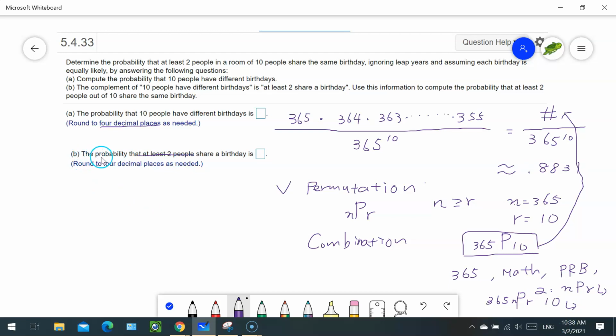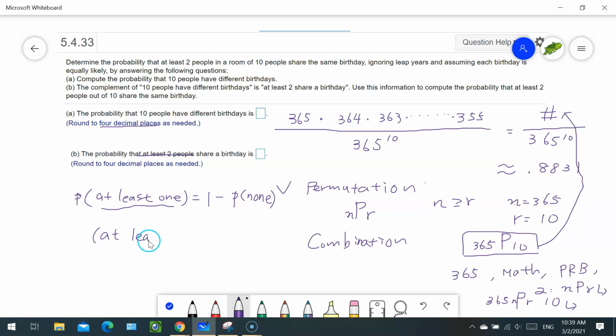Now solving part B, the probability that at least 2 people share a birthday. When we're finding the probability of at least 1, we have learned we just use 1 subtract the probability of none. So when we have 1 subtract the probability of none, we know at least 1 has the same birthday. That means it's the same interpretation.